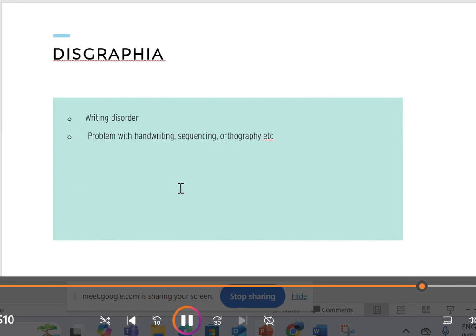Next is dysgraphia. I'm moving a little faster because our time is almost done. Dysgraphia is a writing disorder. Problems with handwriting or sequencing, orthographic issues, everything comes under dysgraphia. Either my handwriting is the issue, or letter to letter sequencing is a problem, or orthography is a problem. All such things become problems in dysgraphia.